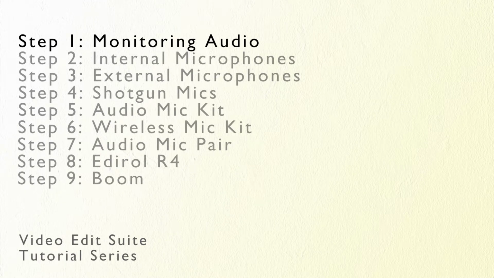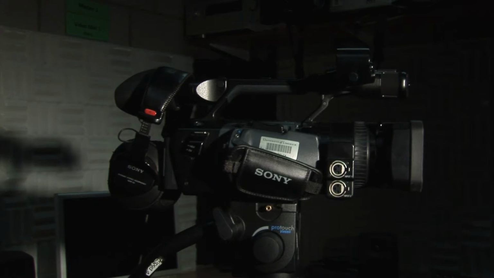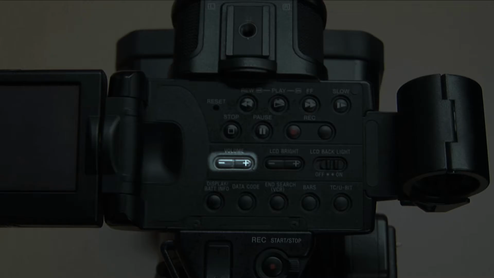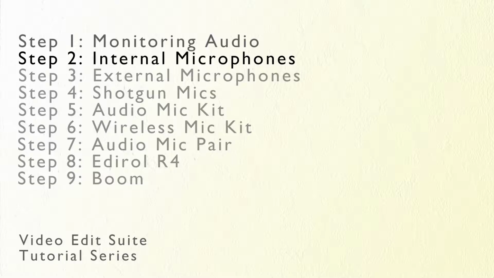To hear audio when using a microphone, you can listen through the internal speaker, but it is best to use headphones. Whether using the speaker or headphones, the level control is on the top front section of the camera.